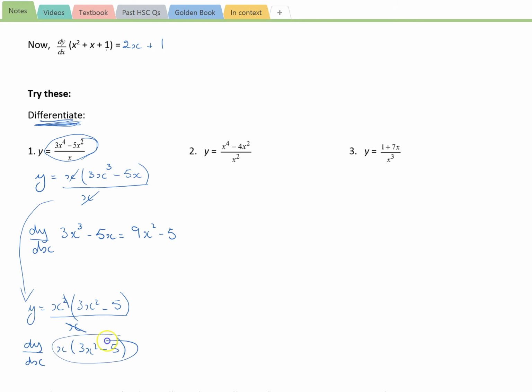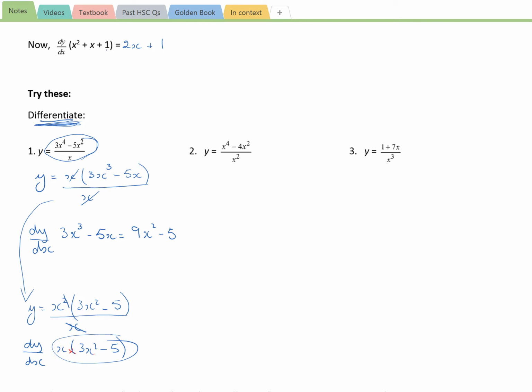And I don't have a rule. I would call this a product. There is a multiplication in there. There's an x out here and there's an x in there, and I've got a multiplication. And I don't have a rule for multiplying. Not with differentiation, and not yet.